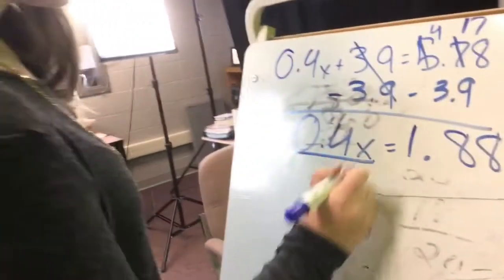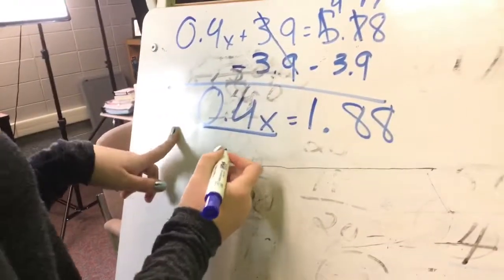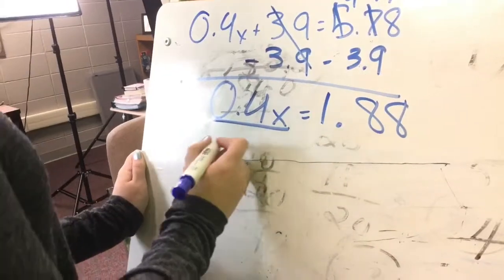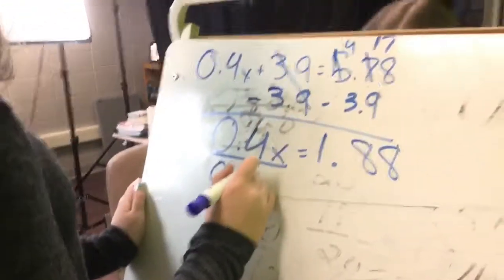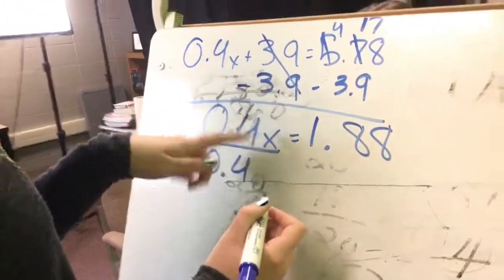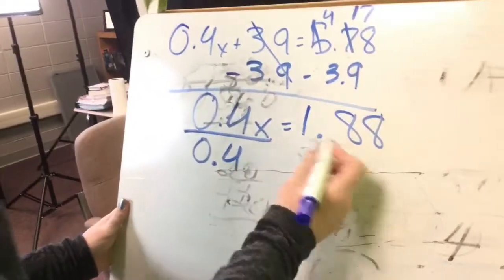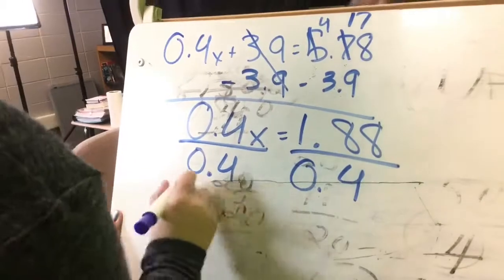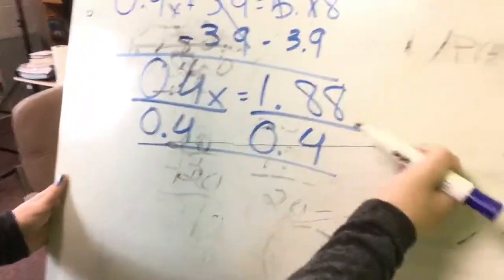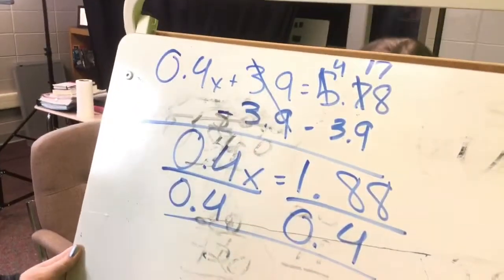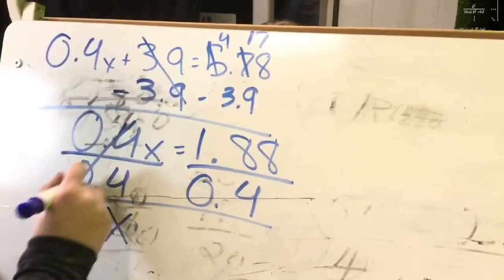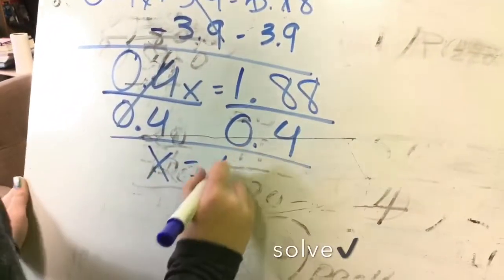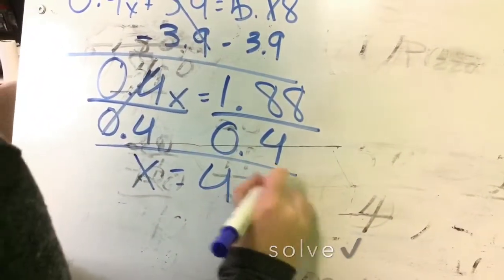Next, you have to divide the coefficient on both sides. And since 0.4 is being multiplied by x, you have to divide, since we're doing the opposite operation. Then you would divide 1.88 divided by 0.4. This would cancel out, the x would come down, and you would get your answer of 4.7.